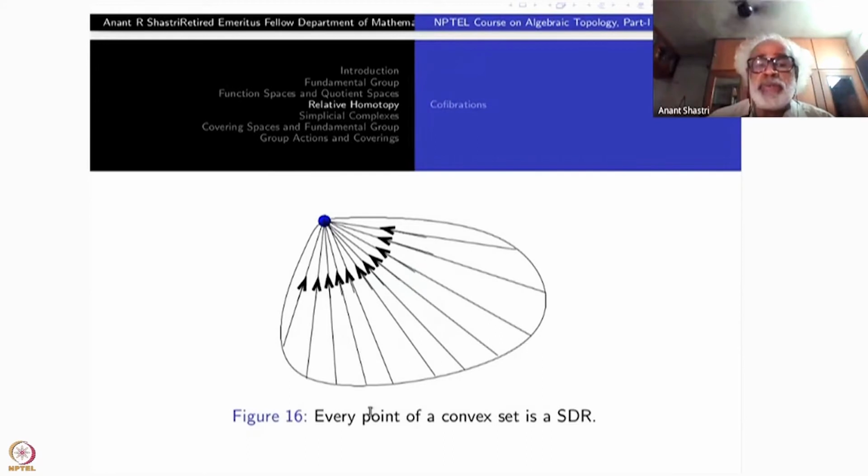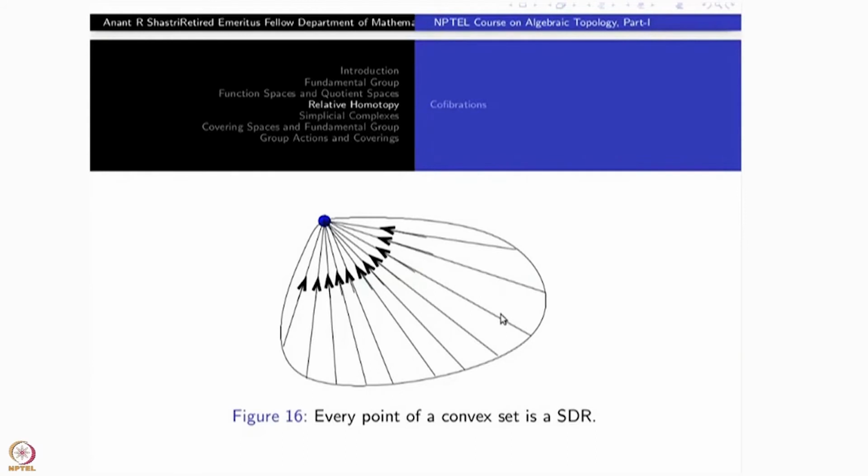So this is the picture of a strong deformation. You can take any point and then join. This is actually true of a star-shaped set also, with an apex x naught. That x naught will be a strong deformation retract of the whole space. Whenever a space is star-shaped at a point, the apex point is a strong deformation retract.